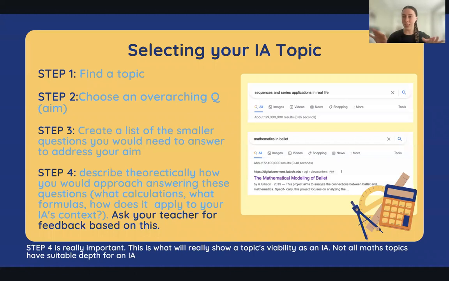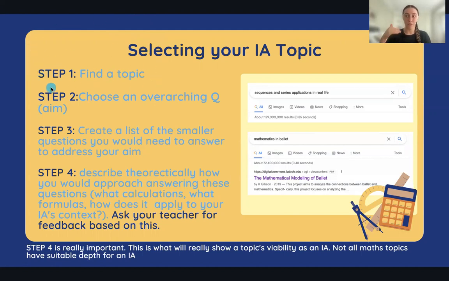IA. So I think it's just easier to stick to, you'll get better results if you just stick to Googling general mathematical applications, or specific topic applications in real life, rather than trying to base your IA off some other student's IA. So that's how I kind of chose my topic.